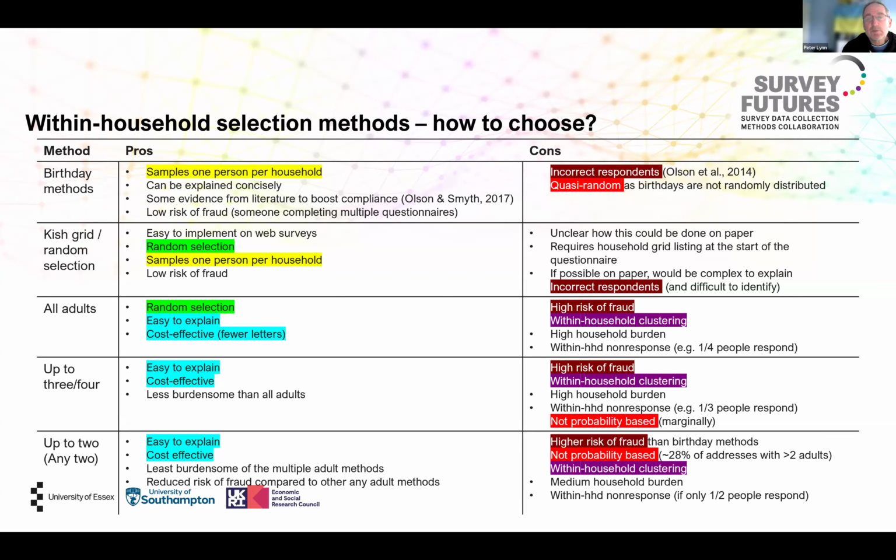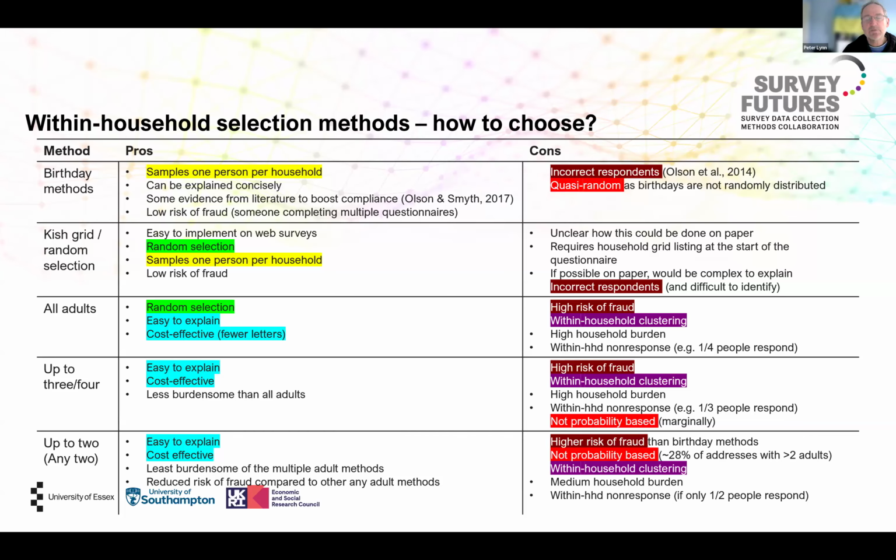One thing we're concerned with, though, is that the way that these methods work in theory is not always exactly the way they work in practice. So methods where we undertake some kind of random selection, Kish grid method, next birthday, whatever, run the risk of not always being implemented correctly. And in some cases, the incorrect person in the household will respond to the questionnaire, either deliberately because that's the person who's motivated to respond, or by accident because they haven't understood our instructions correctly. But for whatever reason, it happens.